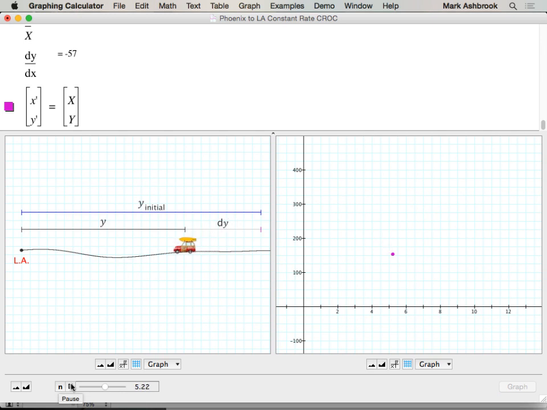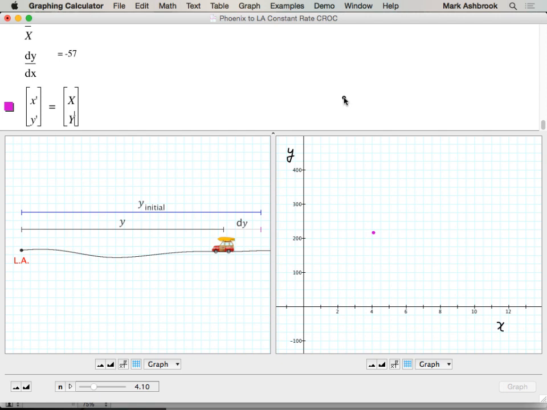All right, so let's just pick a point here. What will it mean for the graph of all correspondence points of x and y over here? So all correspondence points of time since started driving and distance to LA. Here's one possible correspondence point. What if we looked at all the correspondence points? What are we going to get?